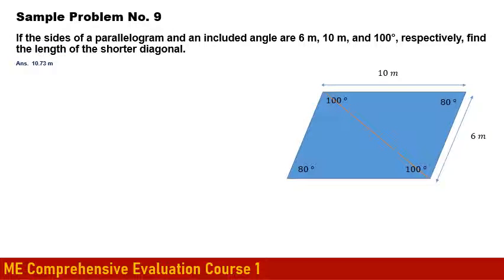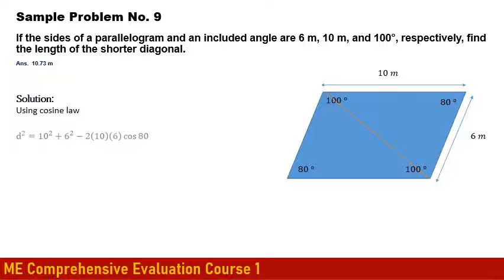If the sides of a parallelogram and an included angle are 6 meters, 10 meters, and 100 degrees respectively, find the length of the shorter diagonal. This is how it would look based on the given. We have the 10 meters, we have 6 meters, and the included angle is 100 degrees. Since the total should be 360 degrees and this is a parallelogram, the opposite angles would be the same.